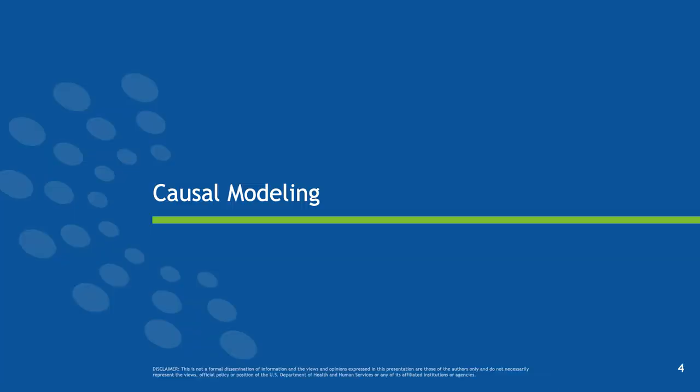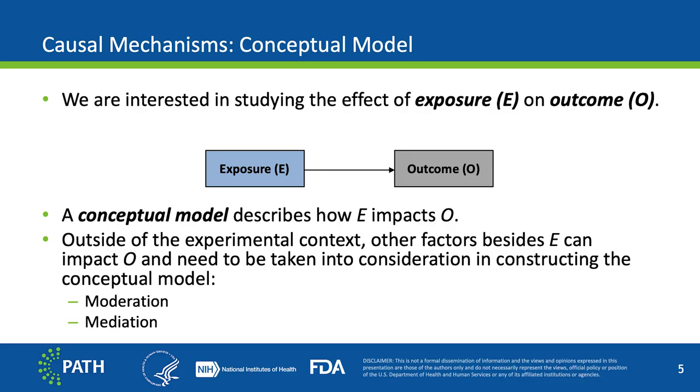We will start by discussing causal modeling generally. We'll then talk about moderating and mediating factors broadly, and then go into each one of them in more detail. When we talk about mediator or moderator analysis, what we're really talking about is causal inference. We're not just looking for correlations, but trying to understand if a certain exposure, E, causes a specific outcome, O, of interest. This is our causal mechanism.